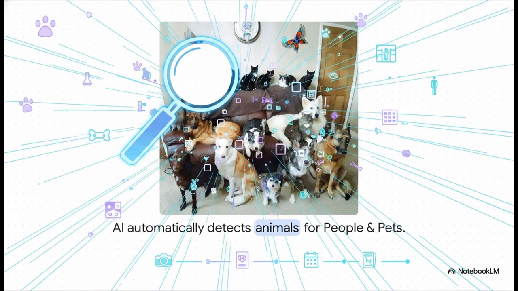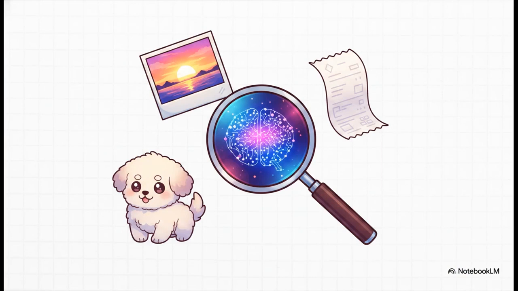The software can actually differentiate and detect individual animals, seamlessly grouping them right into the people and pet section. It's absolutely fantastic for travelogues or keeping track of historical family photos. Because the AI is constantly working in the background, scanning and identifying objects, locations, and faces, you can actually search like a pro using plain, natural language.